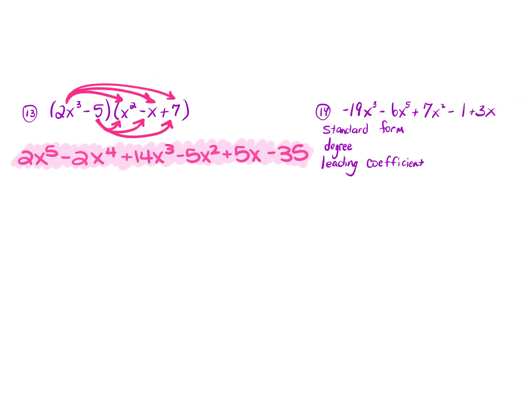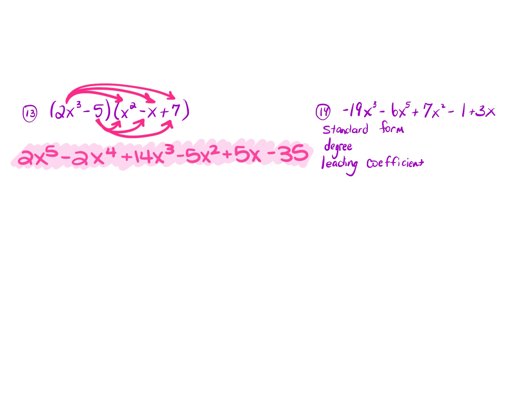For 14, you have negative 19x cubed minus 6x to the 5th power plus 7x squared minus 1 plus 3x. We have 5 terms here. So this is just a polynomial, a 5-term polynomial. So it asks you for the type, it would just be a 5-term polynomial.